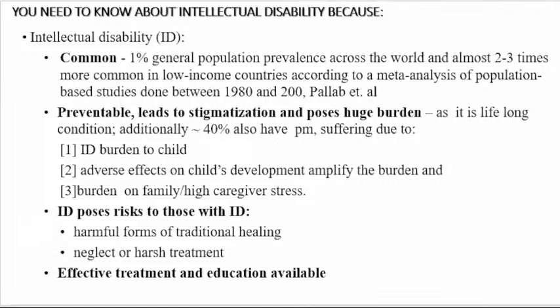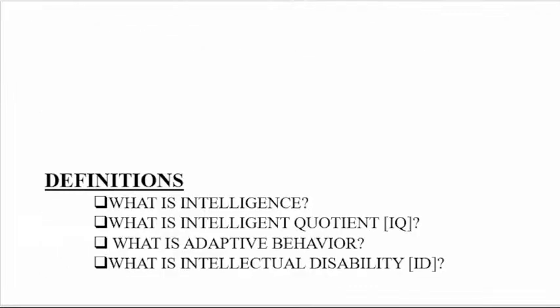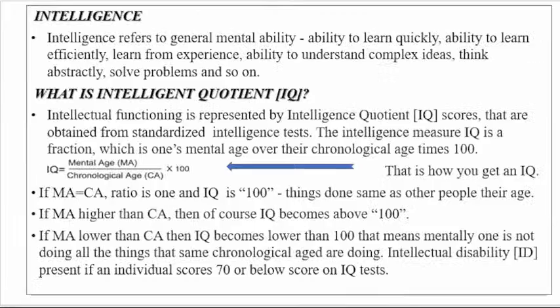But the key thing we need to remember is that at the end of the day, there is effective, okay, number one, it's preventable. Number two, for those who get it, there is effective treatment and education about the disorder is available. So we need to understand so that we can help the lots of Kenyans who are affected by the intellectual disability, either directly or family-wise or community-wise. All right, we'll start with defining some concepts.